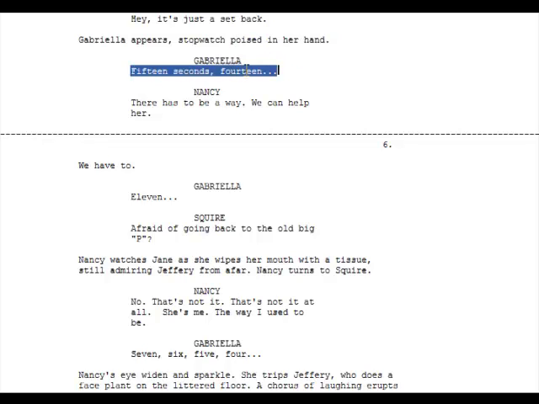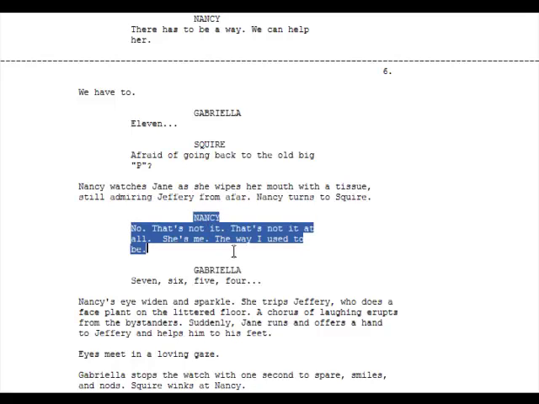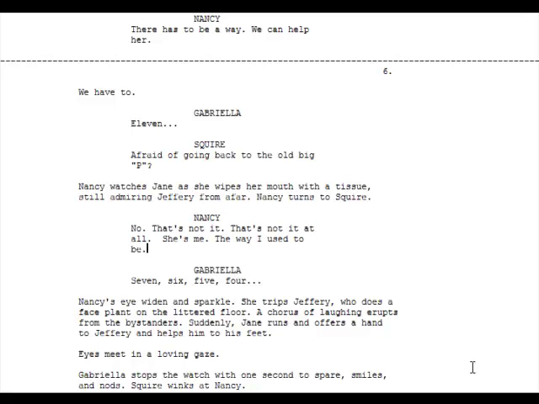And she continues to count down one step at a time. And of course there's going to be interest created because now the question is, will they achieve their goal? Nancy is down here trying to figure it out, and finally she does. Let me say one last thing here. The way this thing ends is Nancy and Squire succeed. Nancy trips Jeffrey, and Jane runs over to him and offers a hand to help him, and they meet in a loving gaze.